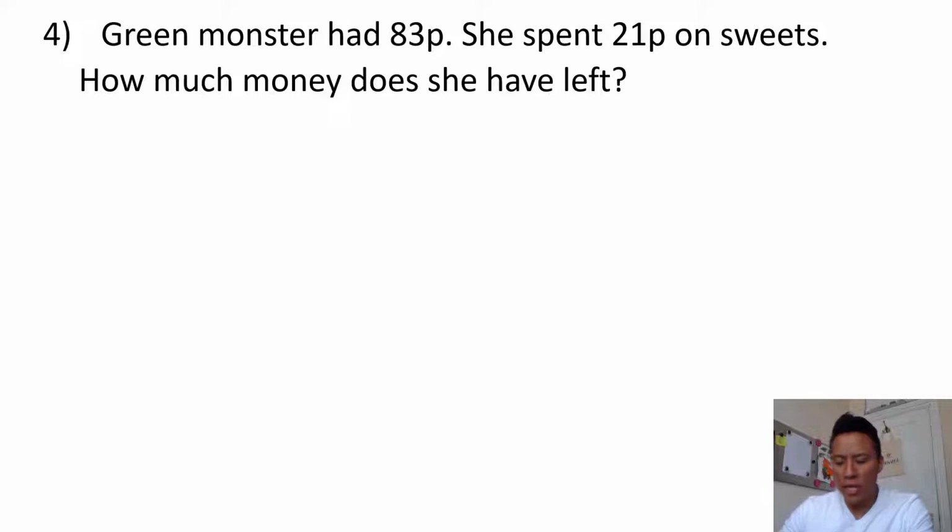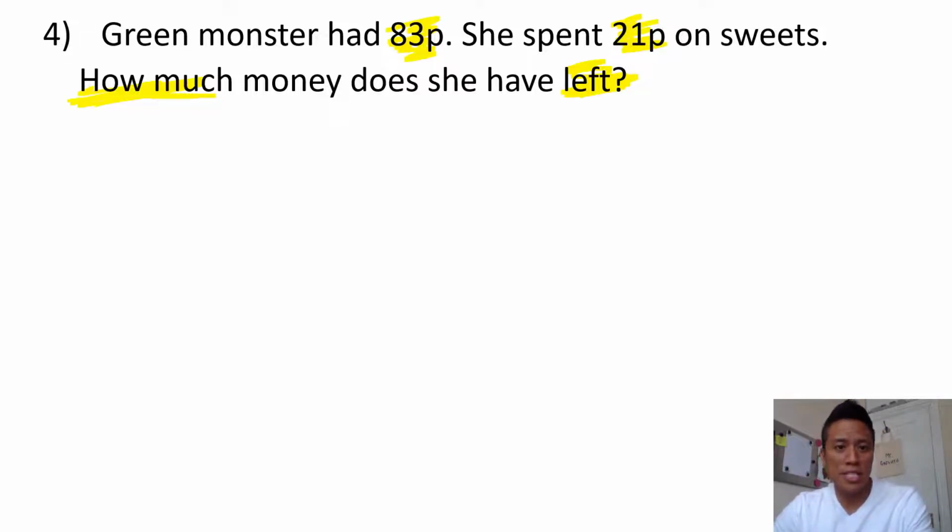Second part, I'll read the question to you. So, green monster had 83p. She spent 21p on sweets. How much money does she have left? See if this helps you out. Pausing it in 3, 2, 1, pause. If you're happy with that, go to question number 5.